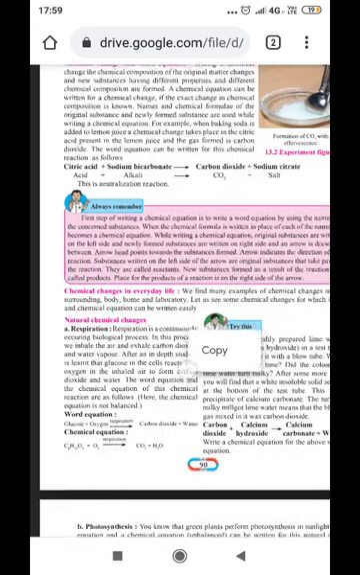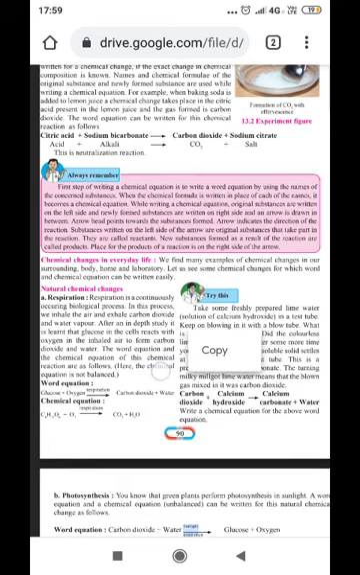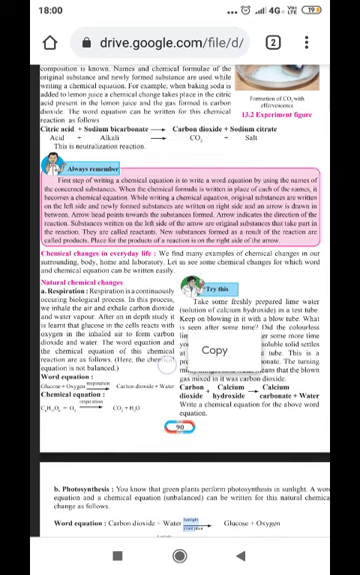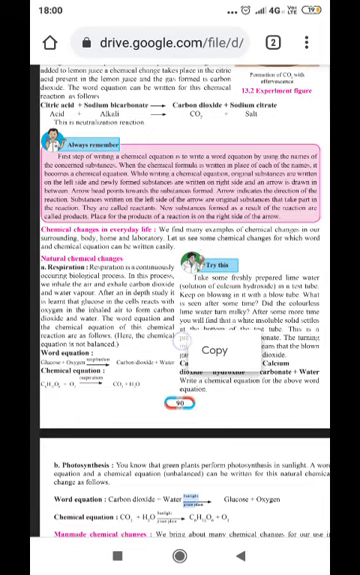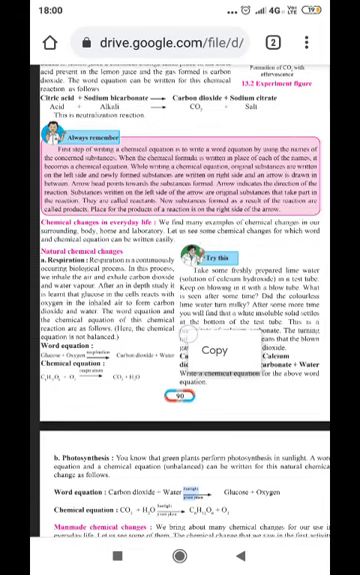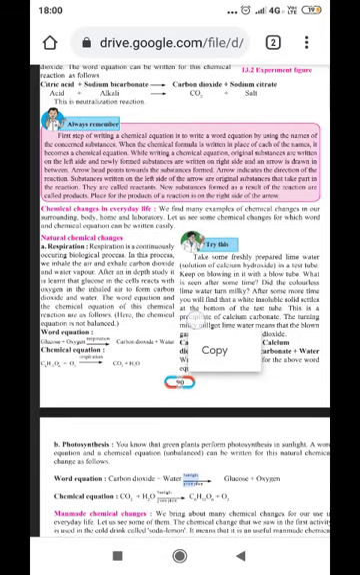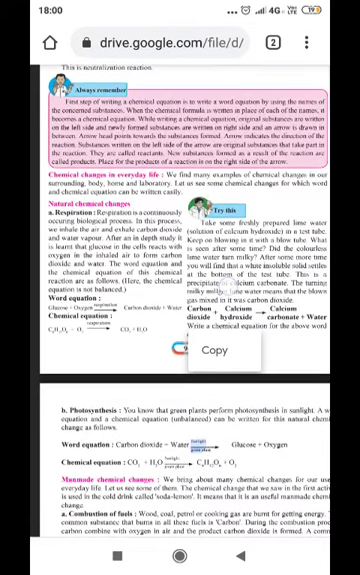Now, whenever we write a chemical reaction, the original substances are written on the left hand side and the new substance formed is written on the right hand side. The original substances are called reactants and the new substance formed is called the product. They are separated by a forward arrow. The forward arrow also indicates that the reaction is moving in the forward direction. We have to remember this while writing the chemical equation.